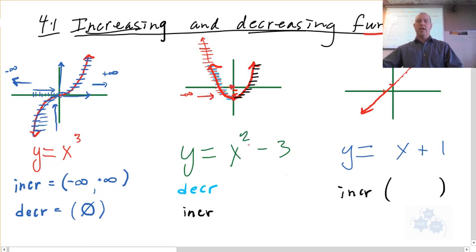So this is the function x squared minus 3. It's a parabola that opens upwards normally, but it is shifted down 3 units. So 1, 2, 3 units. So yeah, it decreases until x equals 0. So let's write what we've got so far. It decreases from negative infinity all the way up to 0.